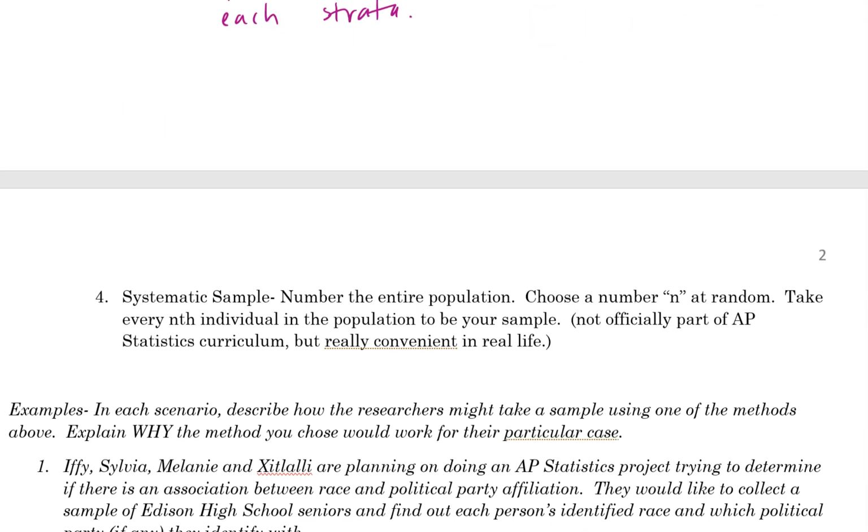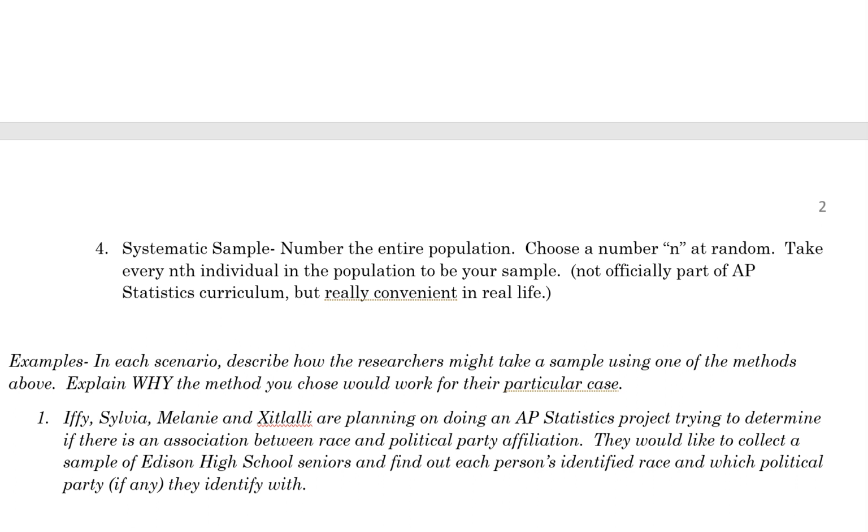Our last type of sample is a systematic random sample, and actually it's not technically covered by the AP exam, but it's an extremely common method for taking a sample because it's really easy to do. It would look like, if I wanted to take a sample of kids in your classroom, I would line you up and count every fourth person, and that person would be a part of my sample. So that's sort of how a systematic sample works.